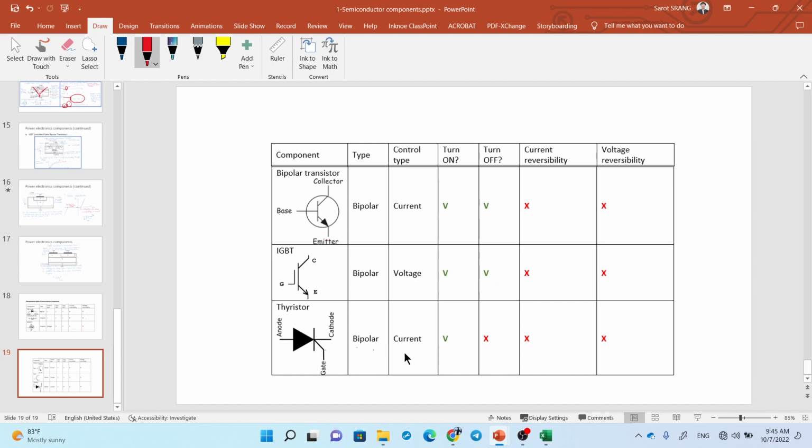For the thyristor, the type of control is current. The higher the current through the gate, the higher the current that can flow from anode to cathode. And we can send a signal to control it to turn on, but we cannot turn it off.